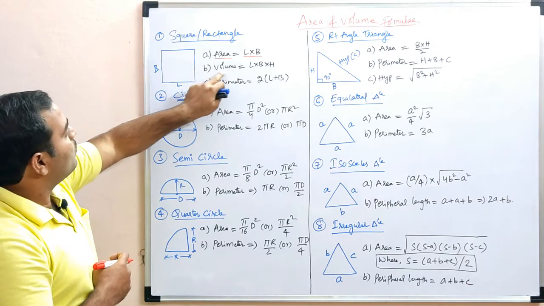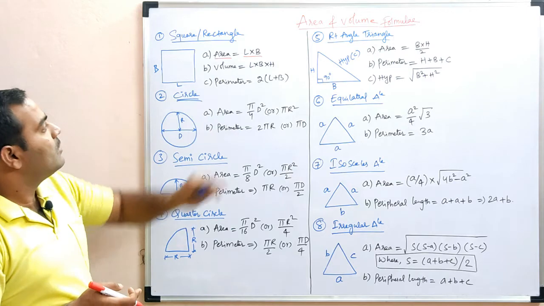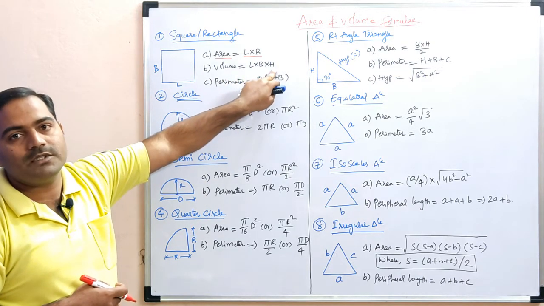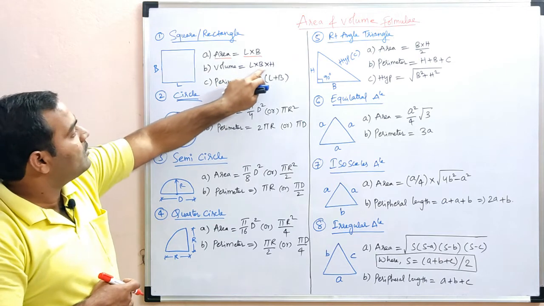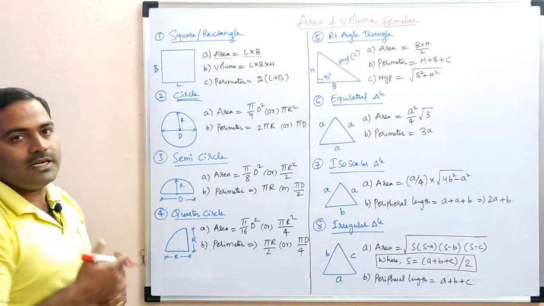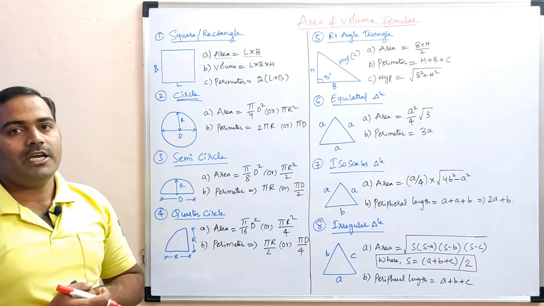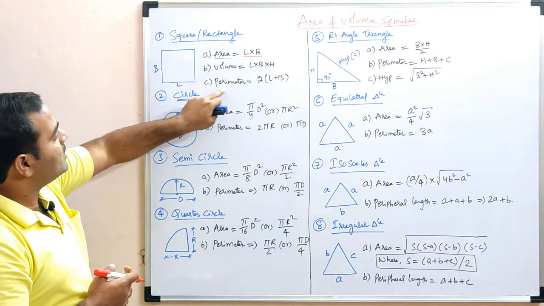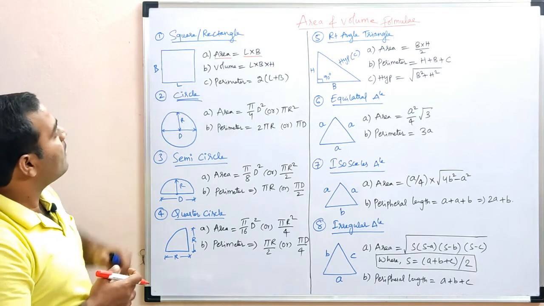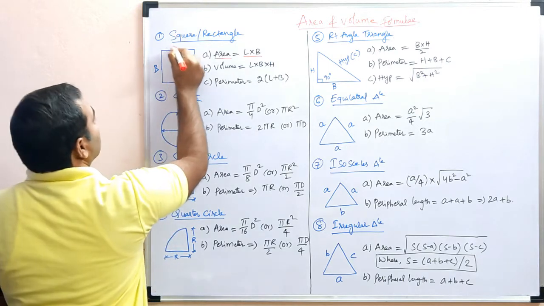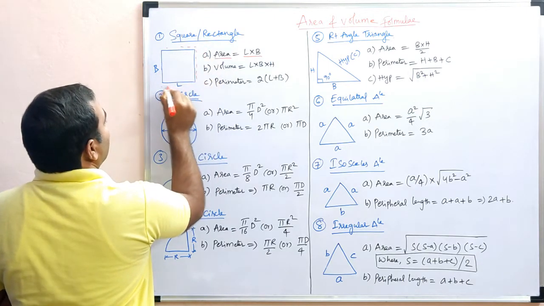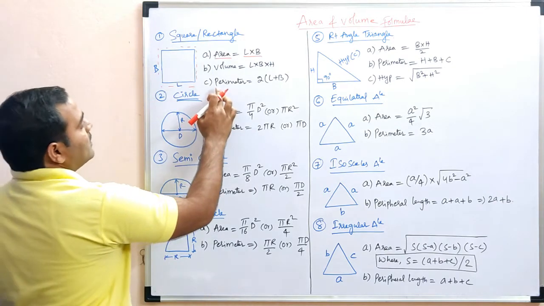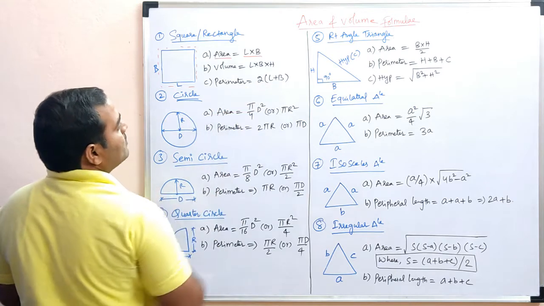Next one is volume. In case of volume, we have to multiply the area with height or depth. So area into height or depth is equal to volume, that is nothing but L into B into D. It may be for a square or for a rectangle. Next one is perimeter. For a perimeter, we need to calculate this complete length surrounding the square. So perimeter is equal to 2 into (L plus B).